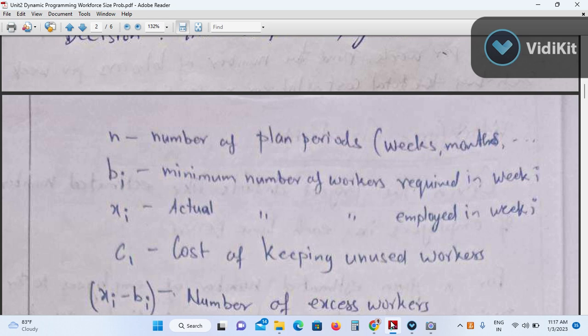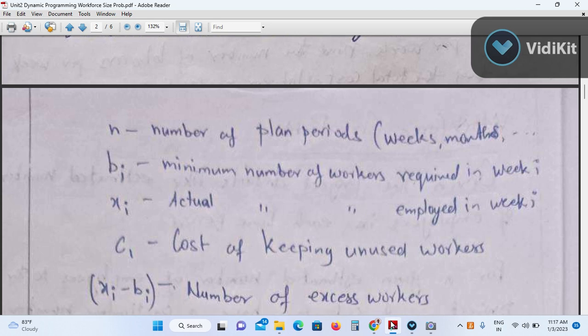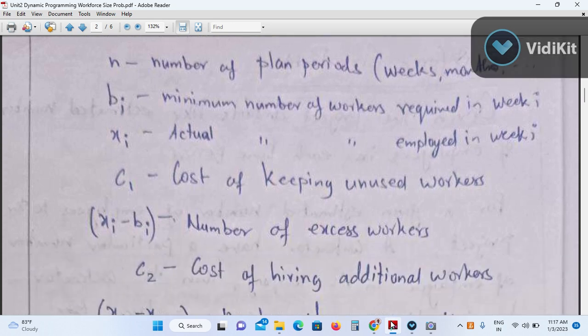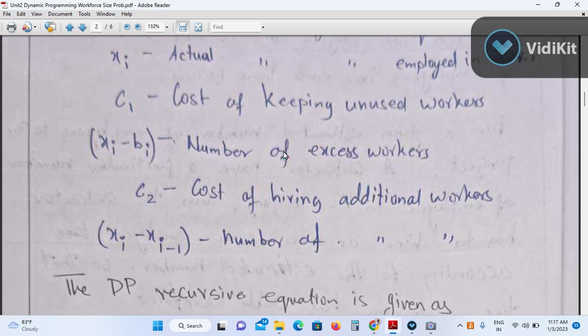And C1 denotes the cost we pay for the number of excess workers. Here the number of excess workers is denoted by xi minus bi. bi is the minimum number of workers we already discussed, and xi is the actual number of workers. Similarly, C2 is the cost of hiring additional workers. How do you compute the additional workers? From the current and the previous week's actual number of workers. Taking the difference gives the number of additional workers, that is xi minus xi minus 1.